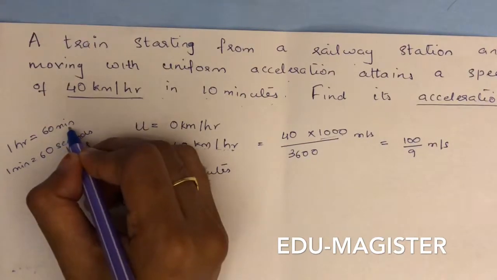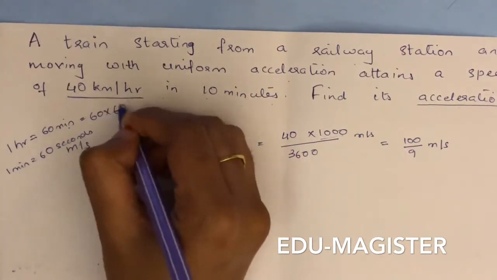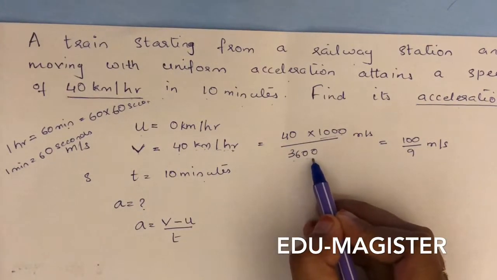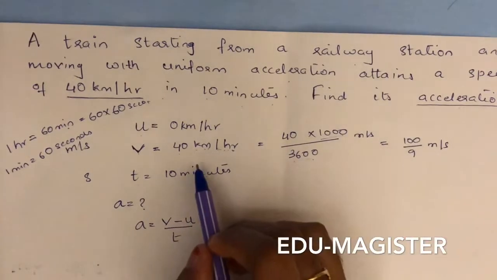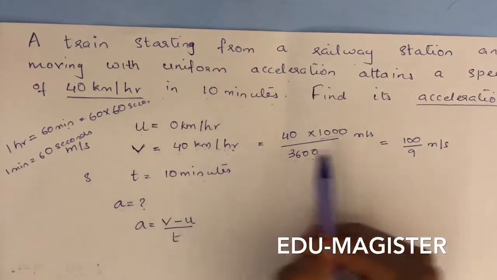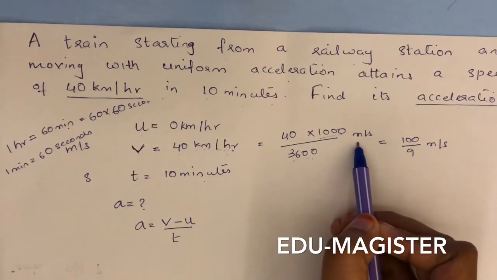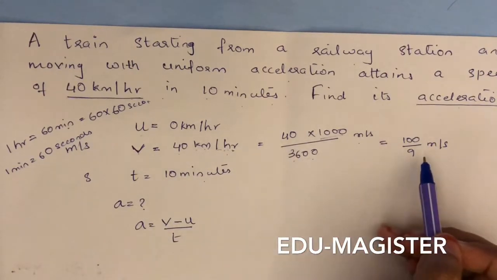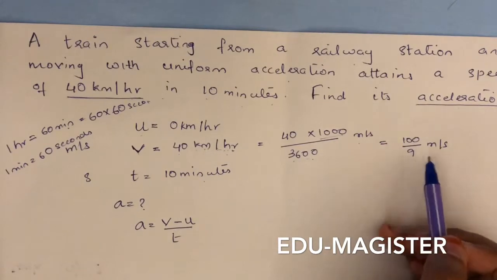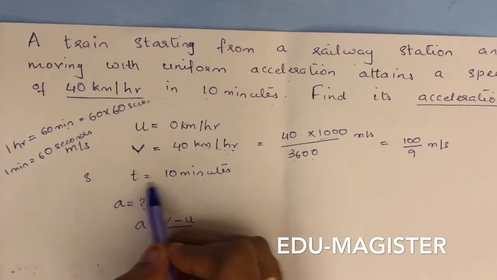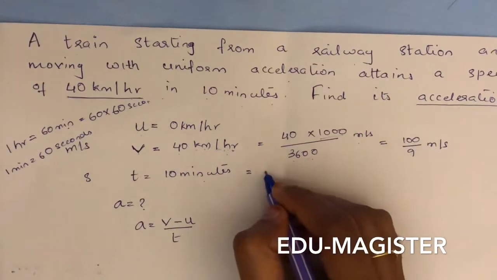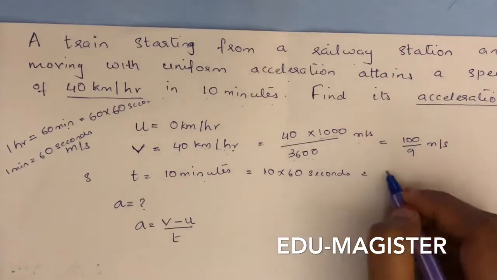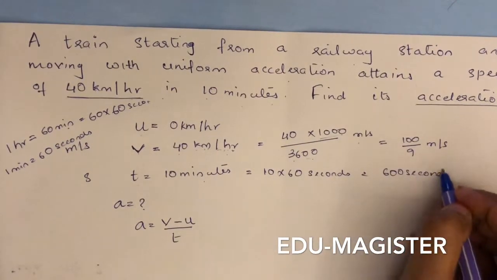So what will be 60 minutes? It will be 60 into 60 seconds. That's how 3600 came in the denominator. So basically, to convert from kilometers per hour to meters per second, you just need to multiply with 1000 by 3600. So this is the speed in meters per second. And now let's convert time in minutes to seconds. So this will be 10 into 60 seconds. That is 600 seconds.